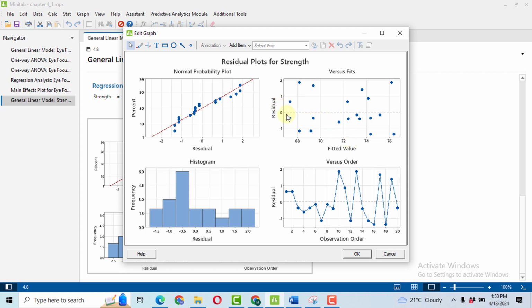Now, in order to understand the positive residuals: all of the points that are above this central dashed line are positive residuals, and those below this central dashed line are negative residuals. It seems that the number of positive residuals and the number of negative residuals are almost equal. So it means that the variation in the data is almost equal. The assumption of homogeneity of the variance has been satisfied.